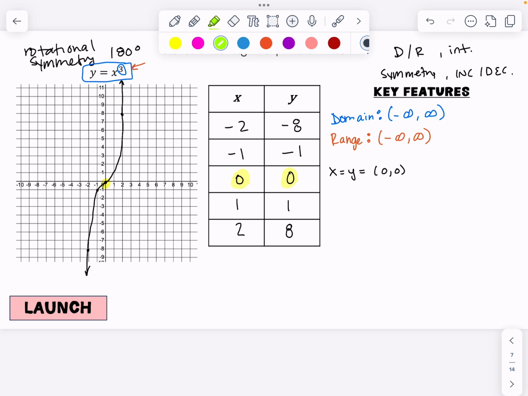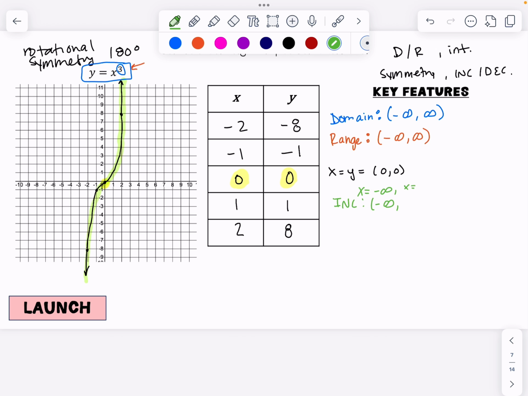So I am increasing the whole way. My interval of increasing starts as soon as I hop on at negative infinity, remember that is x equals negative infinity. And then it ends, well, never, so at x equals infinity. The entire function is increasing. My decreasing interval is non-existent, or NA for not applicable. And there you have it. These are the key features of the basic cubic function.